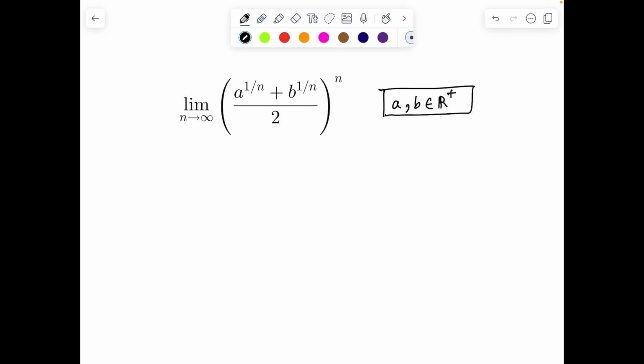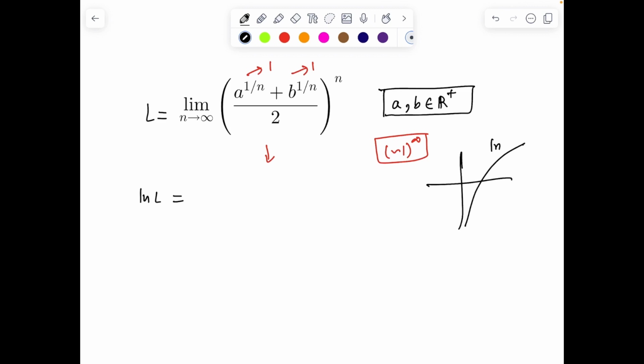And now as usual, I can see when n is infinity, a is going towards a to the power 0, which is 1. Similarly, b is going towards 1. So the limit is tending to 1 to the power infinity, so we need further investigation. Now as usual, the master step is to assume this to be L and take log on both sides. I'm allowed to put log inside the limit because of the continuity of the logarithm function in its domain.